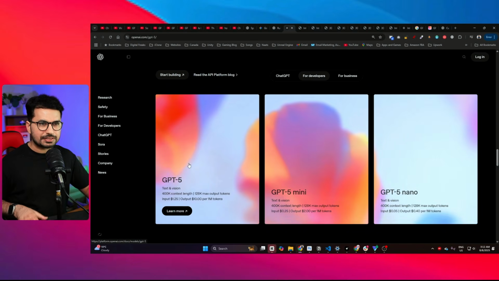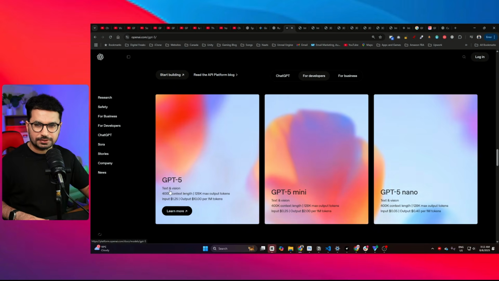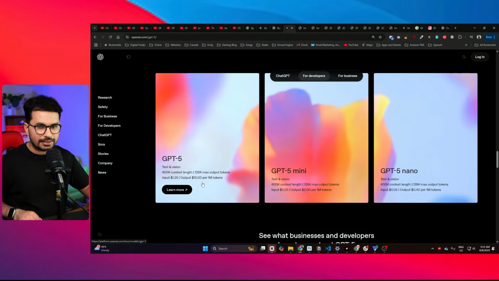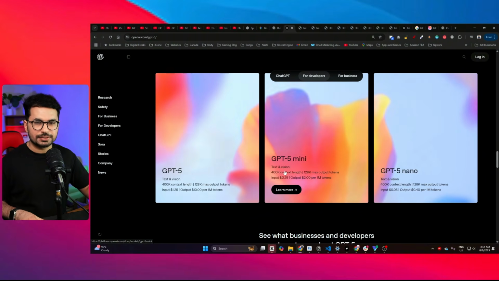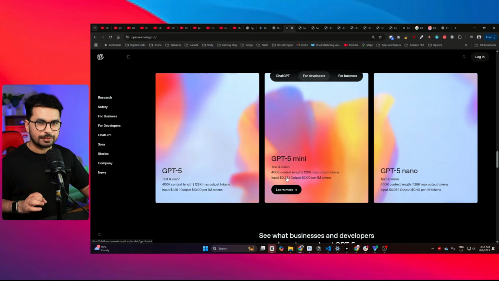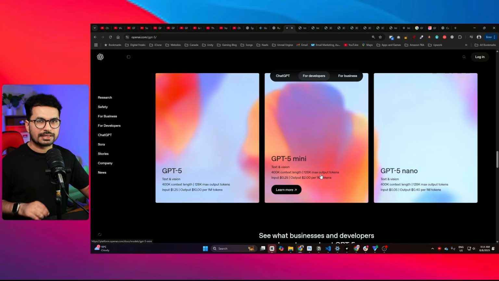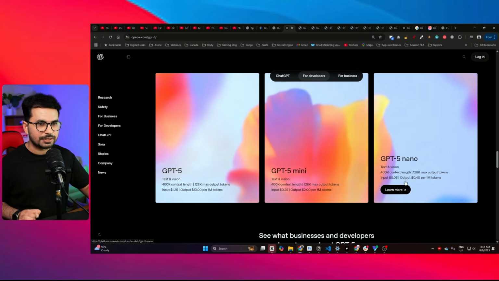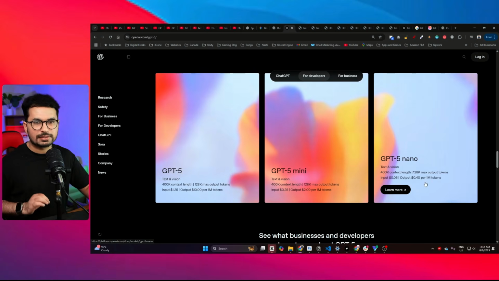So GPT-5 has got all of these different variants. The first one is GPT-5, which has 400,000 context length and it costs $1.25 per million input tokens and $10 per million output tokens. Then there is GPT-5 Mini, which costs $0.25 per million input tokens and $2 per million output tokens. Then there is GPT-5 Nano, which costs $0.05 per million input tokens and $0.4 per million output tokens.